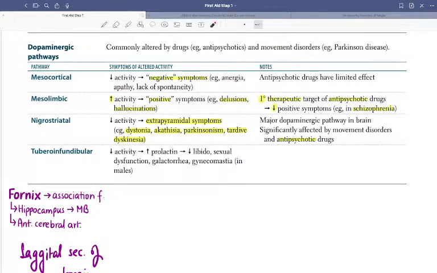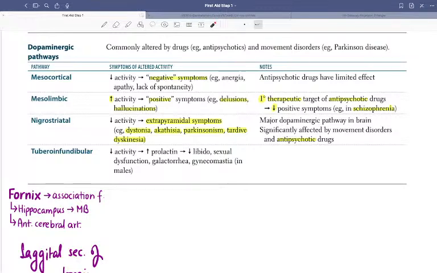The first thing is the mesocortical pathway. So you have to correlate this with schizophrenia. It is involved in cognition, it is a dopaminergic pathway, and it is involved in motivation and emotion. It connects the cortex and the midbrain, going from the cortex to the midbrain.